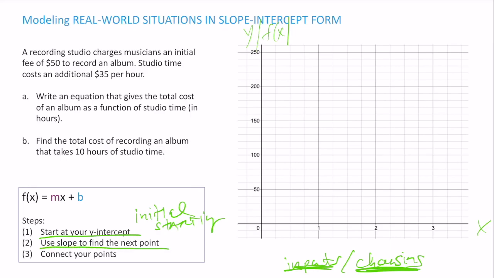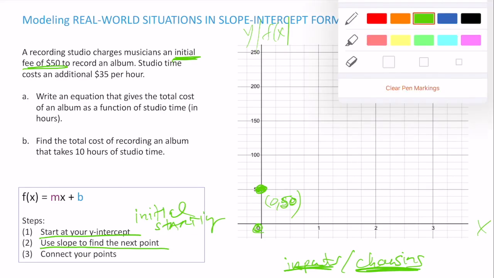So let's go up to the problem. A recording studio charges musicians an initial fee of $50 to record an album. So again, initial, starting point. I know right away that's my y-intercept. So I'm going to put that right there. So that's at 0 hours. I haven't done any hours yet, right? That's 0 hours. I have to spend $50 just for the privilege of getting some studio time. That's my y-intercept. Already moving on to the next thing, right?